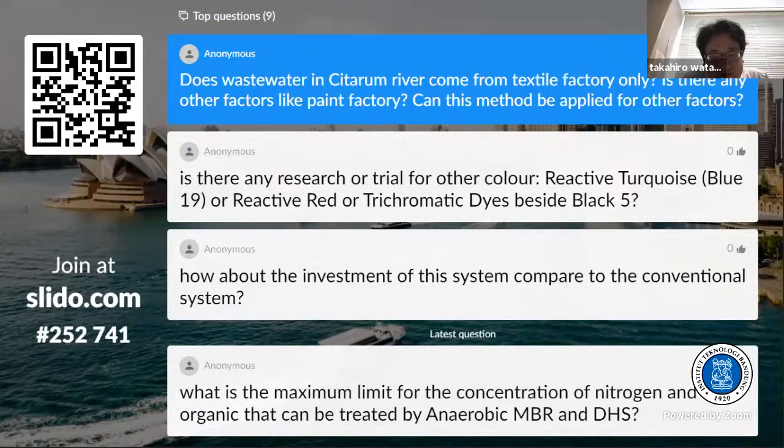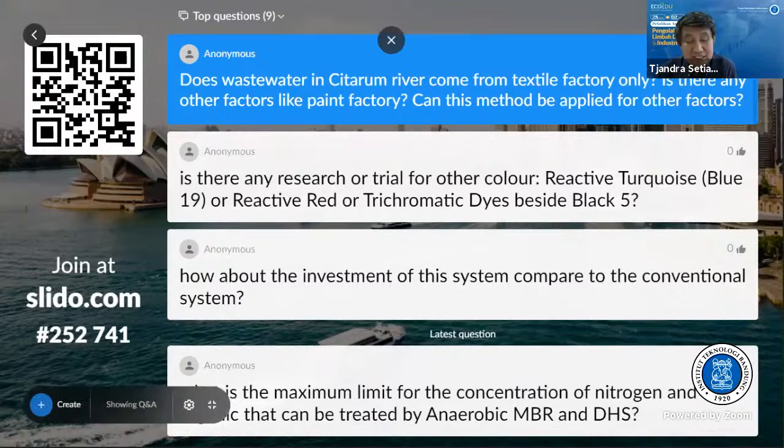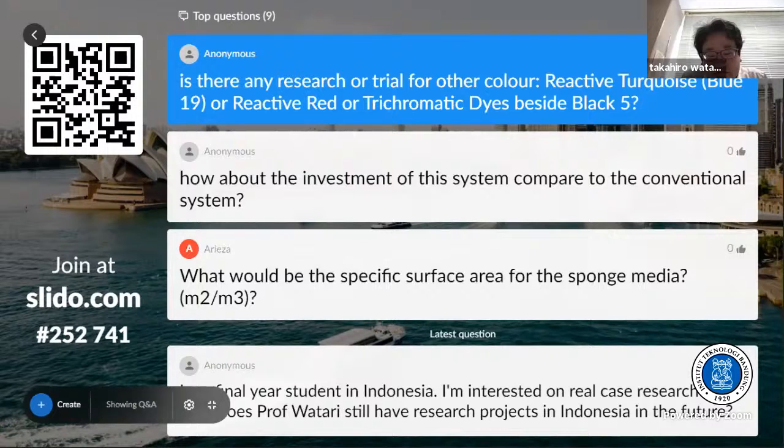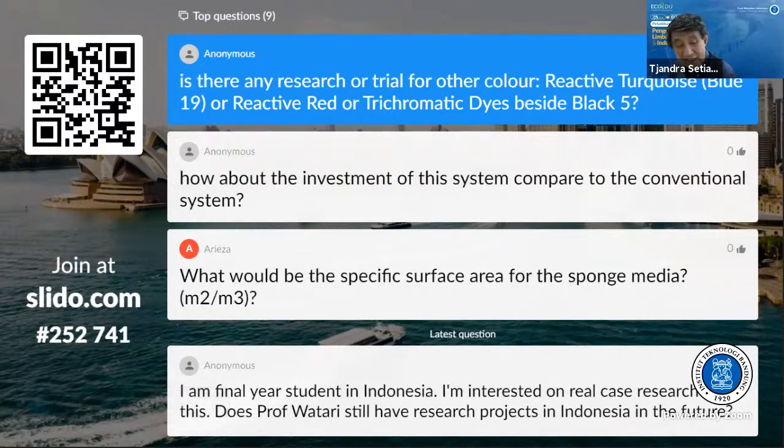But in those industries, we also have to research nitrogen. Nitrogen is always high, especially in fish meal and natural rubber. So now our research point is how to treat the nitrogen in the wastewater. Okay, thank you.